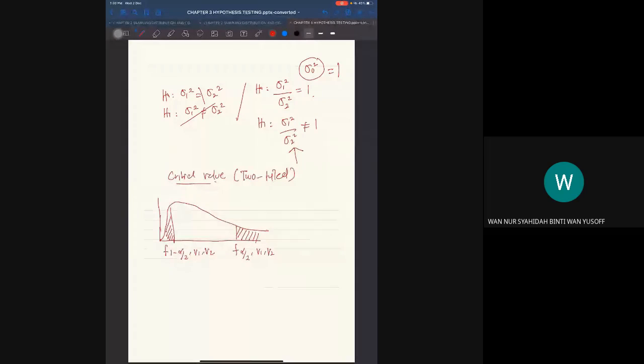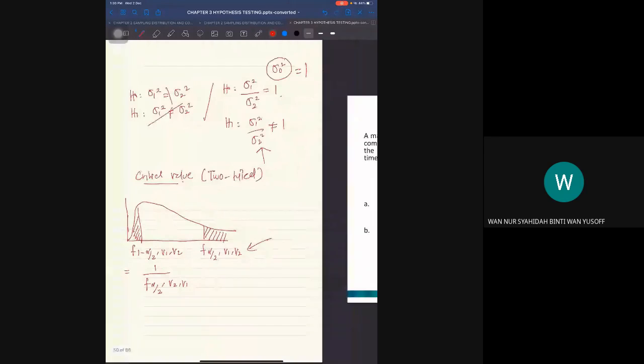Because 1 minus alpha over 2 is not in our statistical table, that's why we use the formula. It is equal to 1 over F alpha over 2, and we need nu 1, nu 2, then it will be nu 2 and nu 1. The rest should be easy; the crucial part is only your critical value. So we go to the exercise.